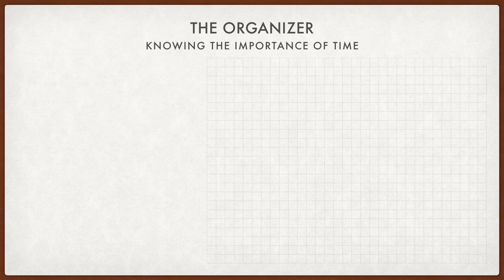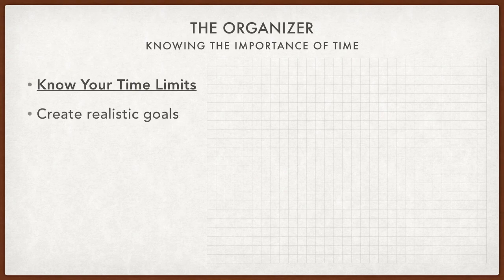Now, under the idea of the organizer, know the importance of time. Know your time limits. Know how you have things laid out. How long will it take to do them? So create realistic goals. How long will it take for us to get this up and running? Will it take 1 month? 2 months? 6 months? Or will it take a year to actually get this where we want it? You're going to have to be realistic about goals. Know your gifts. It's going to take somebody with the gift of administration a lot less time to accomplish something in administration than somebody who has another gift or organization.